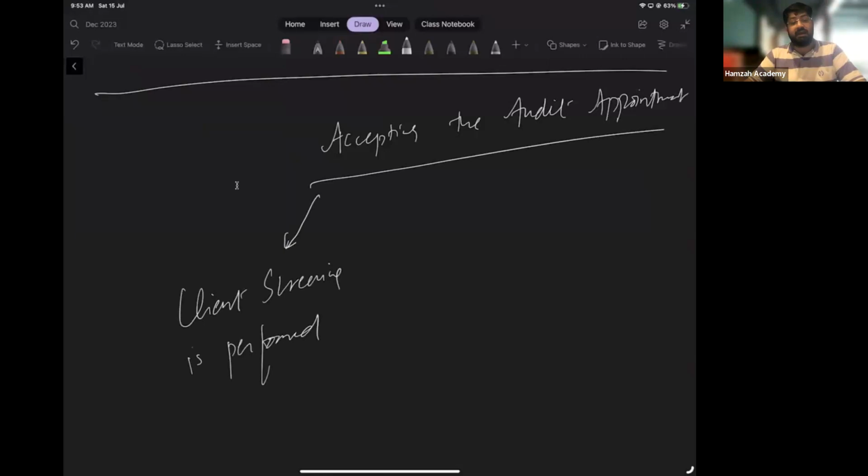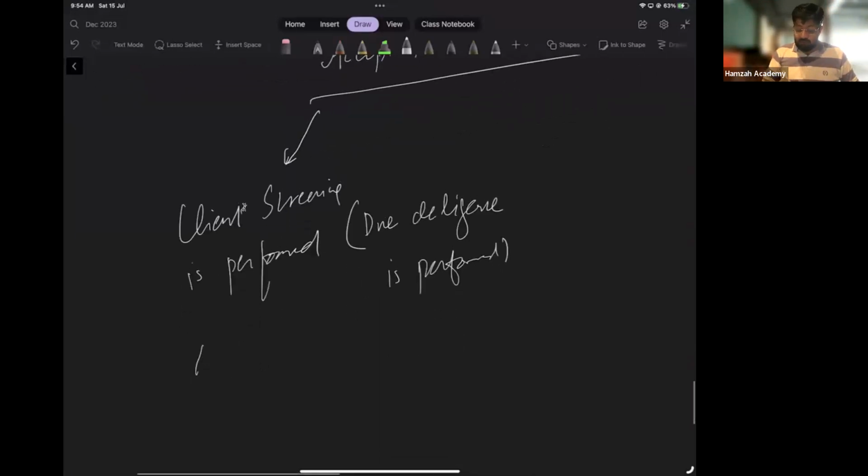What is meant by client screening? It means: should we accept this audit? What is the integrity of the directors of the company? What is the history of these directors, their market reputation? So client screening. We say that basically due diligence is performed, which has another meaning: know your client. Who are the owners? Who are the managers? What is the source of funds? So due diligence, client screening is performed.